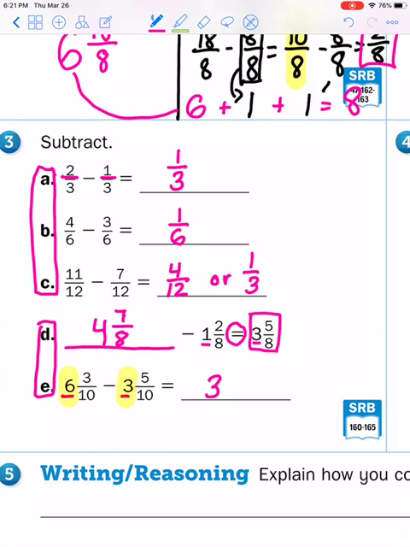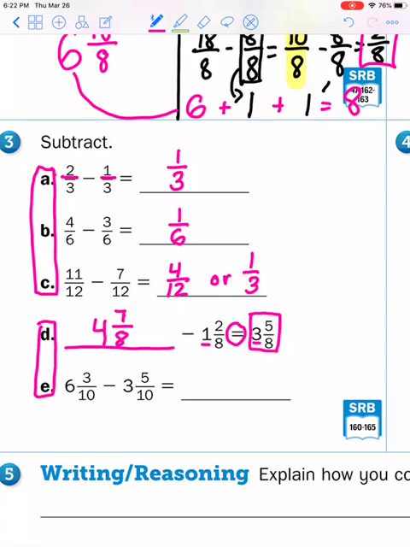But you have to watch out. This numerator is smaller than this one. You cannot do 3 minus 5. You'll get a negative number. So right away, I know the strategy of doing whole numbers and then fractions is not going to work. We have to make these into improper fractions. Okay?